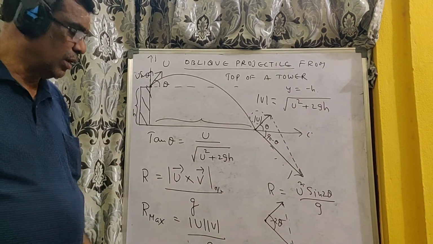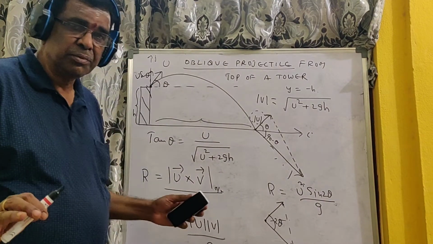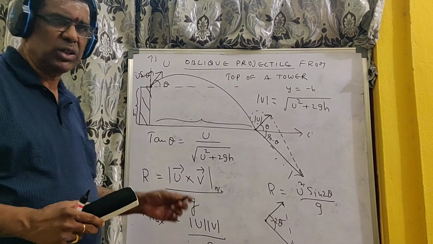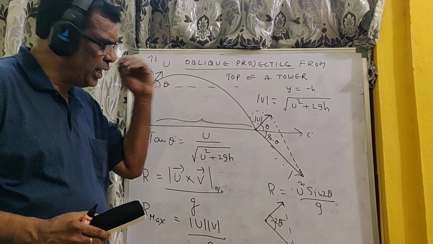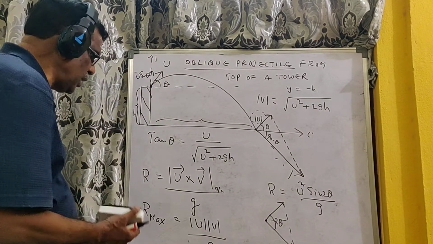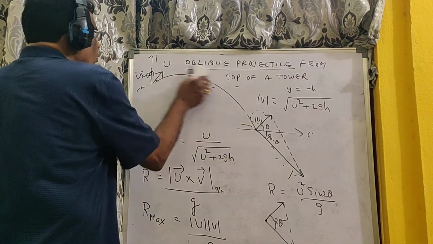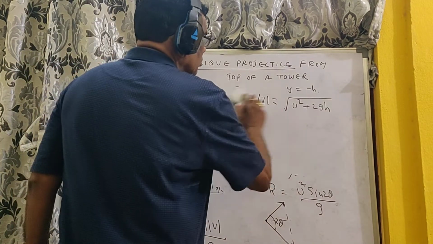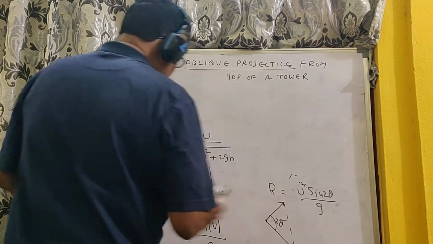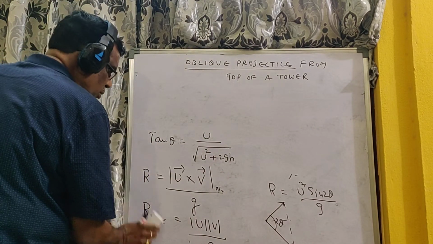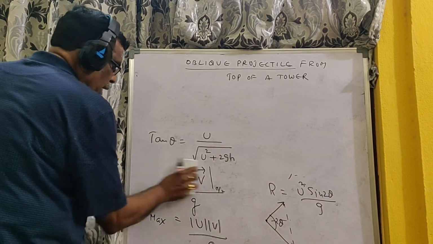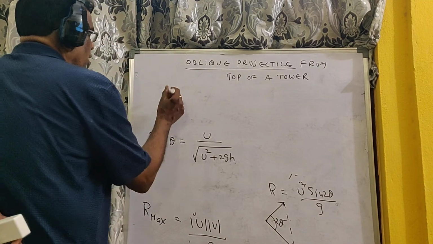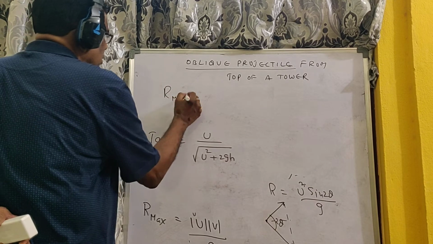I hope this is clear now. There is no derivation for this, so do not expect any such thing, but it's something that I'm going to make use of. Things become very, very easy for you to work on. Okay? Now, let us look at this. We have already done the tan theta value, and remember R max is mod u mod v by g. What is R max in this case?